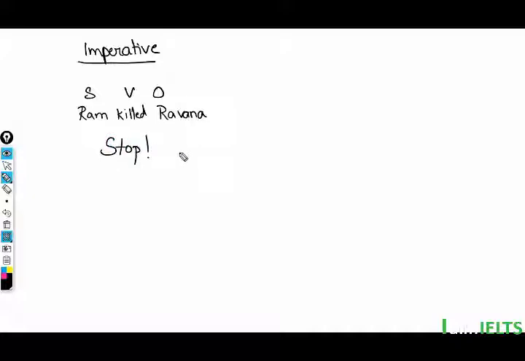For example, stop. Now this word itself is actually a sentence. This is just a word, but it in itself is a complete sentence. Because here the meaning is completely understood. Whoever is doing something, the moment you say stop, it means that we are asking that particular person to stop whatever he or she is doing. So it is a simple word yet complete in itself.